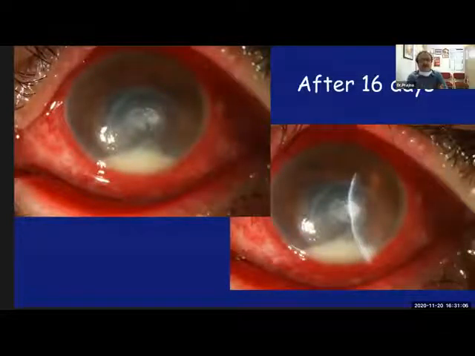So, it's a very nice situation, and we see this situation quite often. I would not be too perturbed about the hypopyon per se. The only thing is, I know that the stromal infiltration and the defect is healing very well.